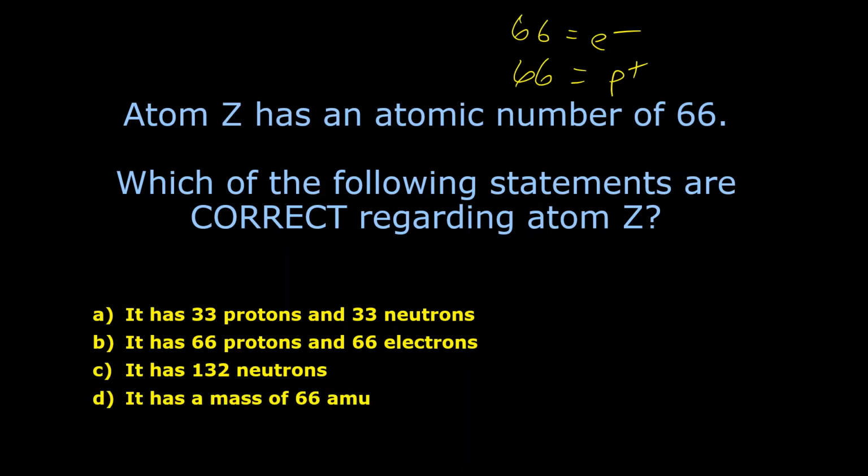It has a mass of 66 AMU. Well, it wouldn't have that. We know it would have some neutrons, and it would have a mass of greater than 66, because I know there's 66 protons plus all the neutrons, but it wouldn't be exactly 66. So our answer is the one we wrote originally, 66 and 66.